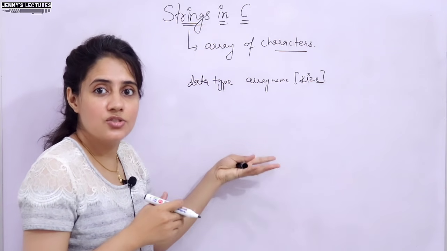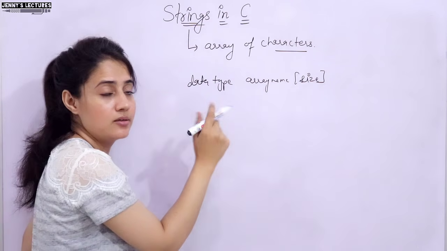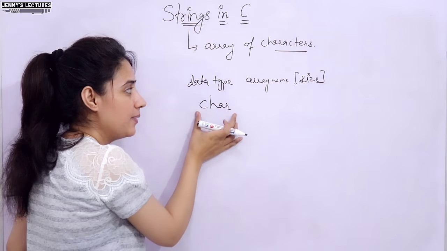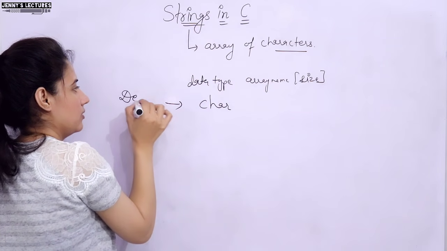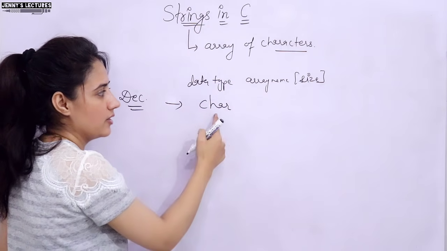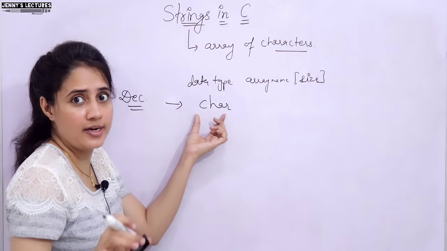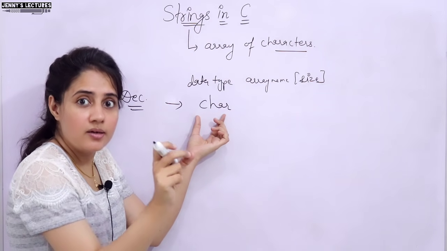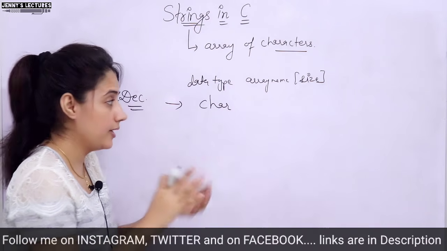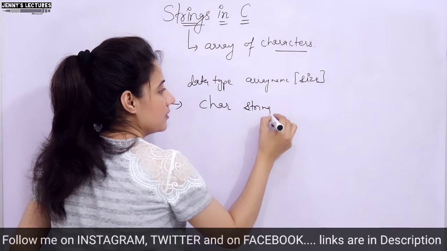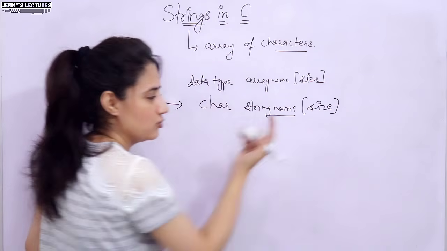Means how to declare a string. It is an array of characters, so the data type must always be char. In the declaration of a string, the data type is always character. Here you cannot write int or float or anything else, right? In string, always the data type would be character. We can only store characters, right? So char here, then the string name, any name you can take, and here the size of the string.